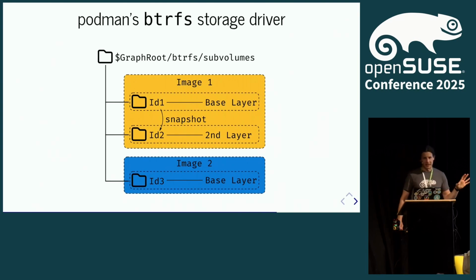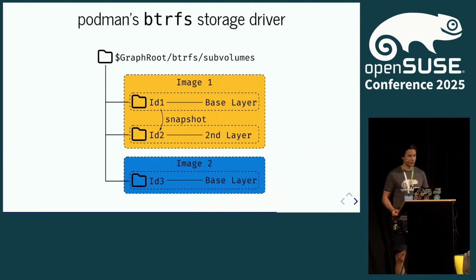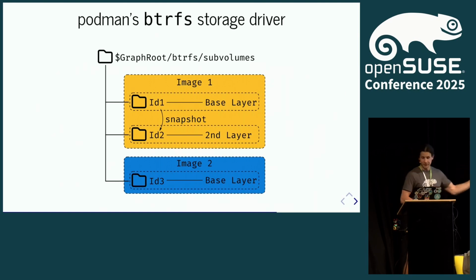So in more detail, if you have an image, it's put into some directory under the graph root, which is just somewhere in var usually. It creates a subvolume for each container image, and layers are created as snapshots of the layer before that, which I'm not entirely sure why they chose. Maybe it provided some speed-ups in container builds, I'm not sure. But the important part is, each image is a subvolume.